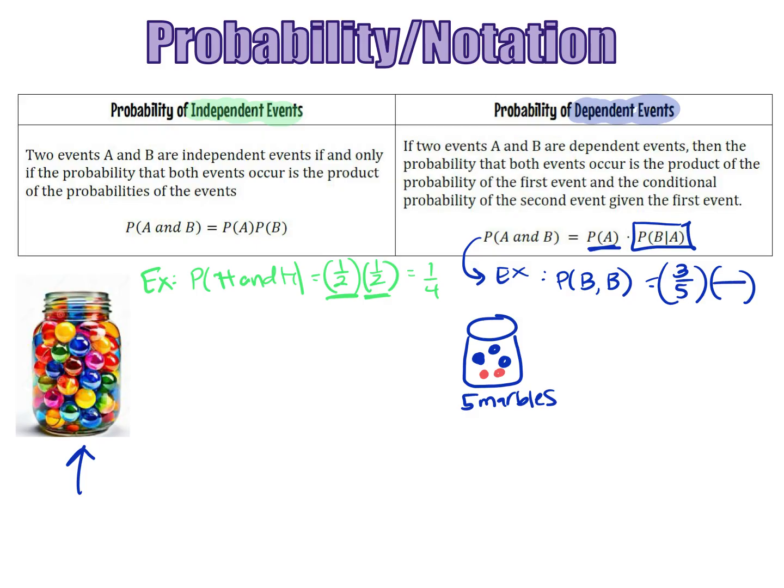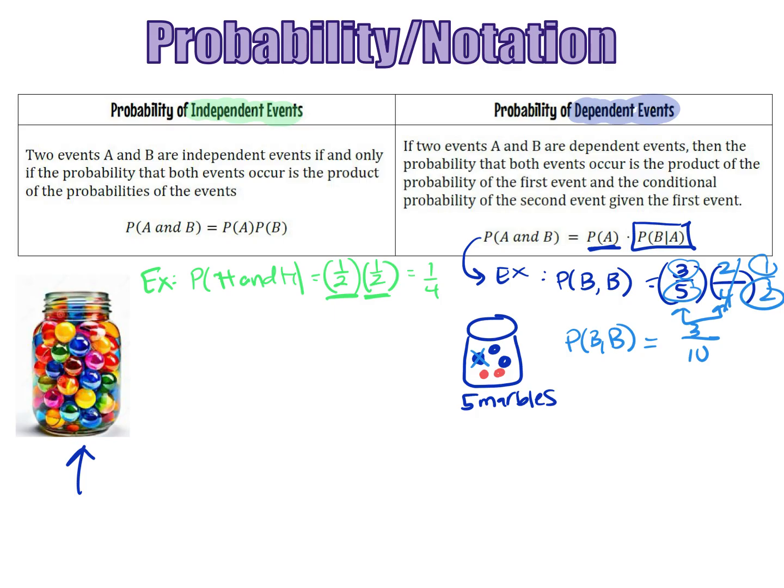But if we take one of those marbles out, now we don't have 5 anymore, we only have 4, and we don't have 3 blue anymore, we only have 2 blue. So that is going to affect, notice how these denominators are changing. So if we simplified this, probability of blue then blue, 2/4 is the same as 1/2. And if we multiply the numerators, we would get 3, and multiply the denominators, we would get 10. So the probability of drawing blue and then blue, if we don't put the marble back in, would be 3 out of 10. And that would be a conditional probability.